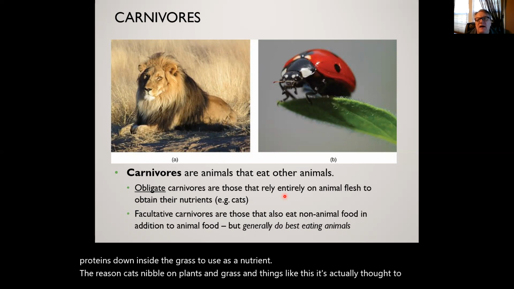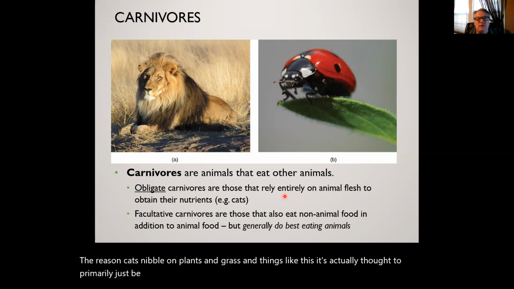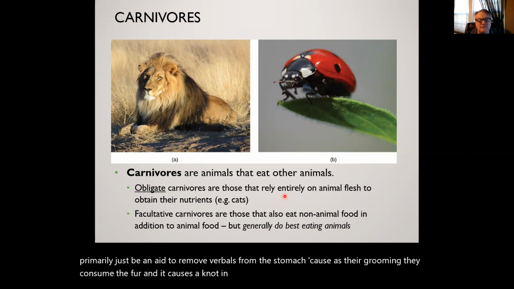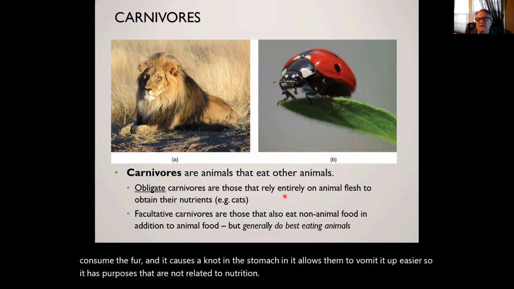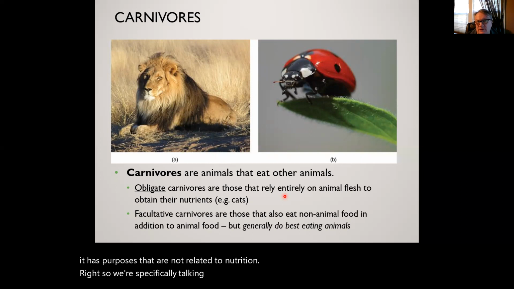The reason cats nibble on plants and grass and things like this, it's actually thought to primarily just be an aid to remove fur balls from the stomach because as they're grooming, they consume the fur and it causes a knot in the stomach and it allows them to vomit it up easier. So it has purposes that are not related to nutrition. All right. So we're specifically talking about nutrients here, which is what's going to be digested.